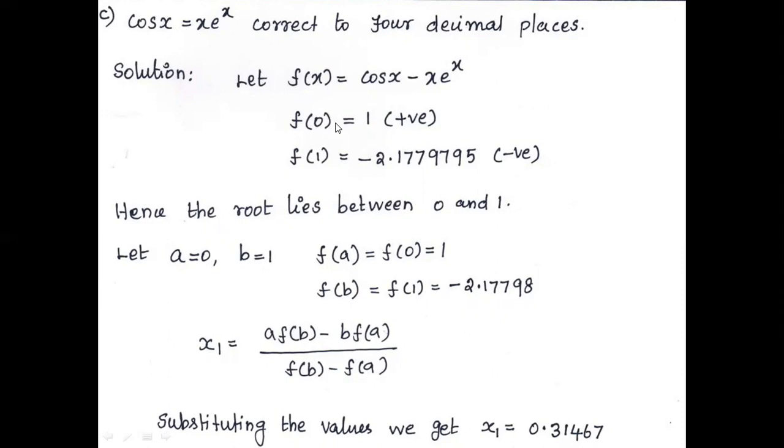Now put the values for x. Putting 0, we get 1, that is a positive. Next putting 1, f of 1 becomes negative. So therefore we can choose the interval 0 to 1. We got one positive value and one negative value. Now considering a as 0, b as 1, f of a is 1 and f of b is f of 1, that is minus 2.1779298. So substituting in x, we get x1 is 0.31467.